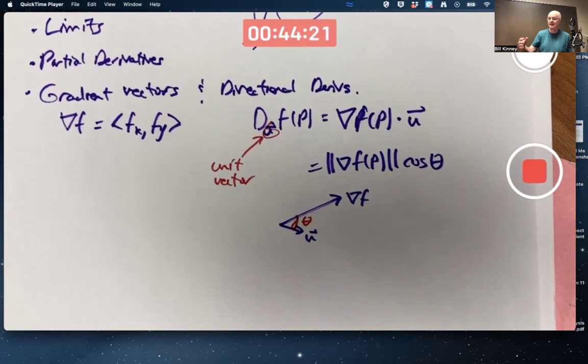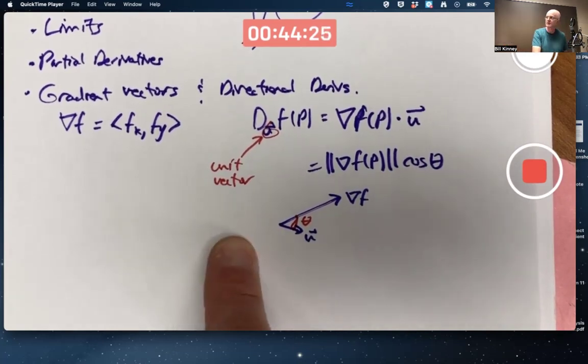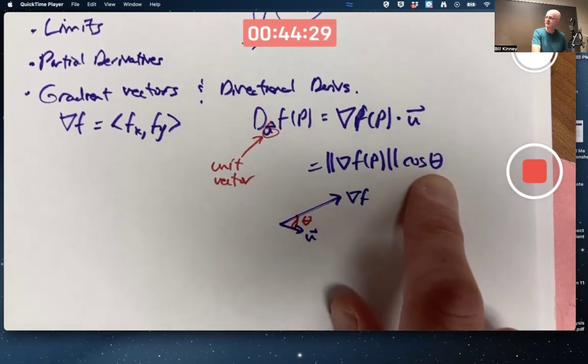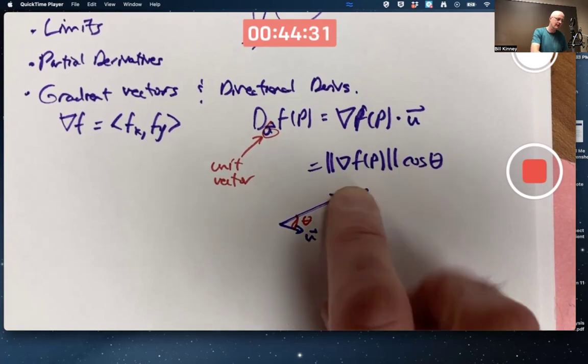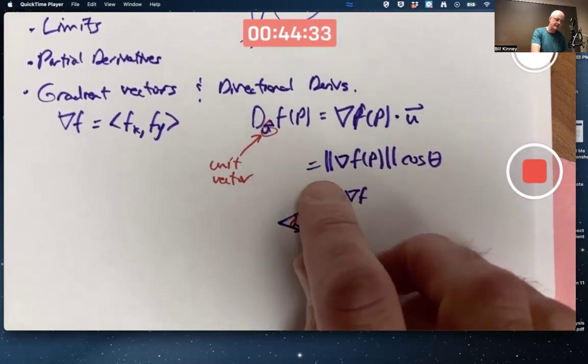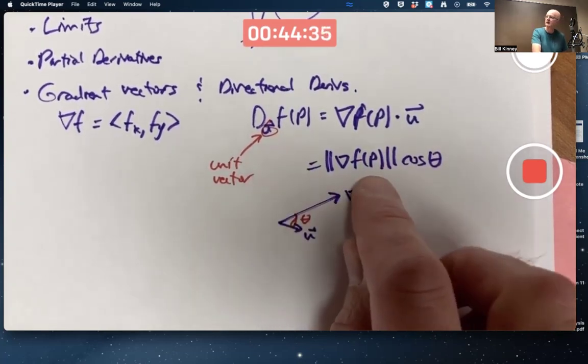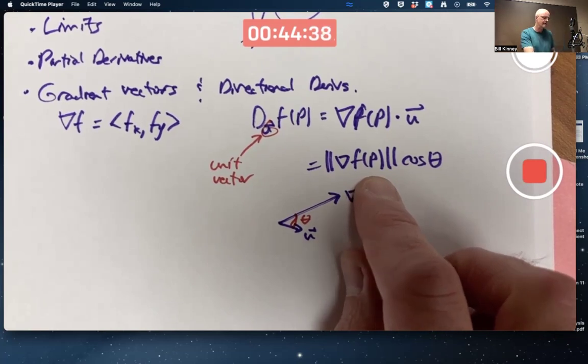And it's minimized if the angle is 180 degrees, if u is pointing in the opposite direction of the gradient vector. And the minimum is when the cosine of theta is -1. The minimum directional derivative is the opposite in value of the magnitude of the gradient vector.